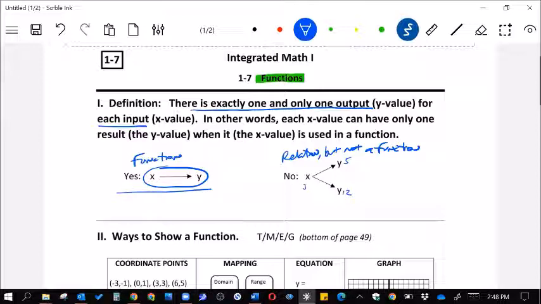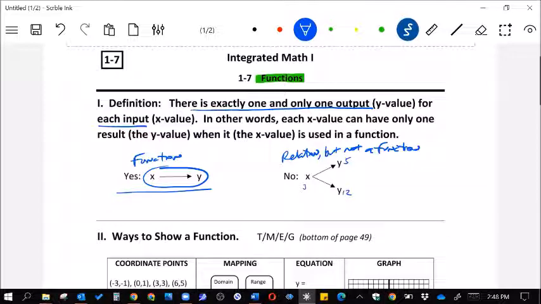In fact, a relation, meaning the x and y are related in some way, is like a bigger group, and functions are a subgroup of it. You have functions as a subgroup and non-functions as a subgroup inside the relation, the overall relations group.